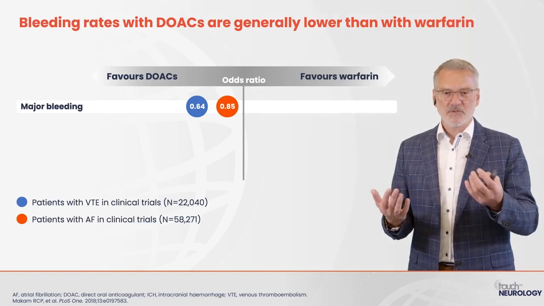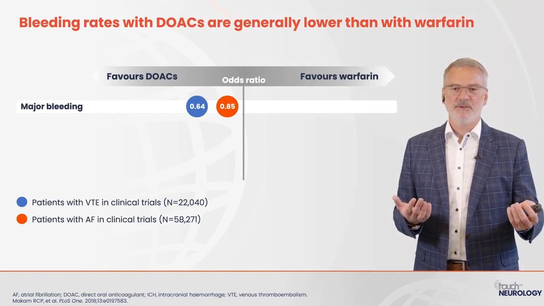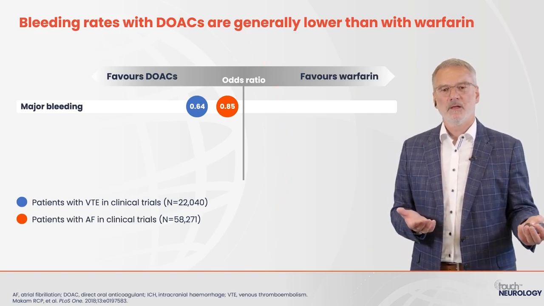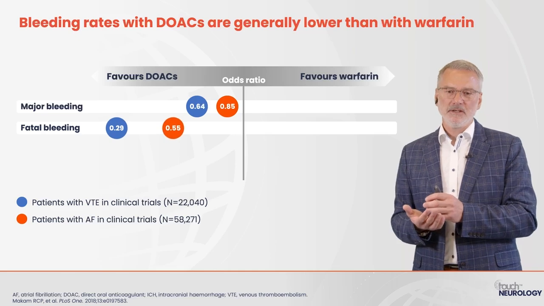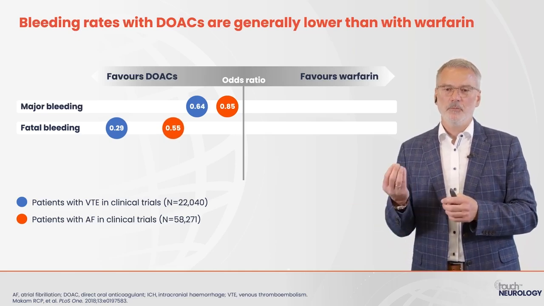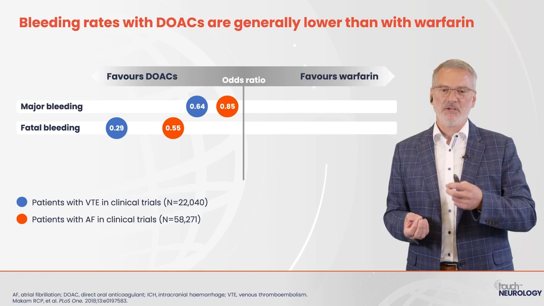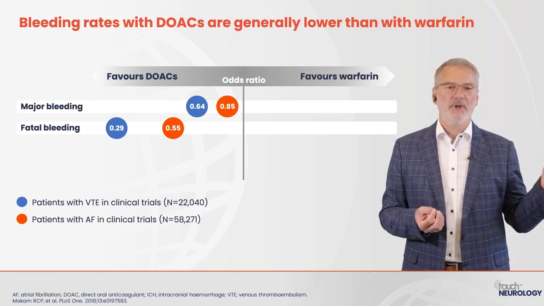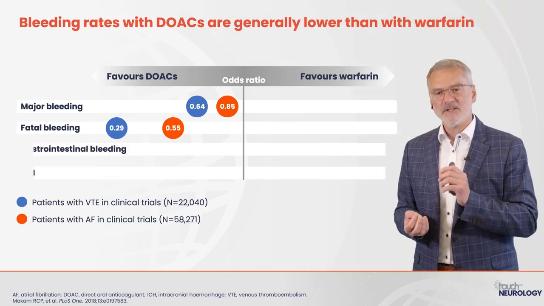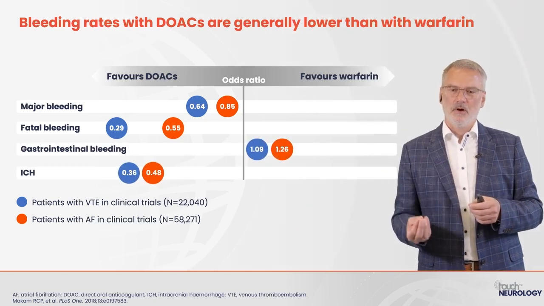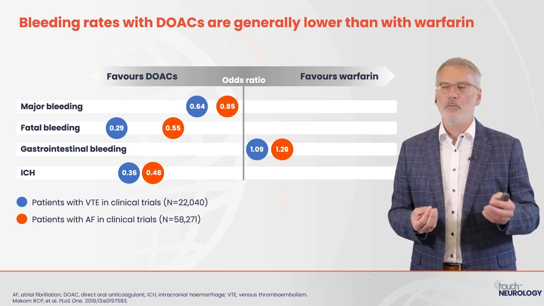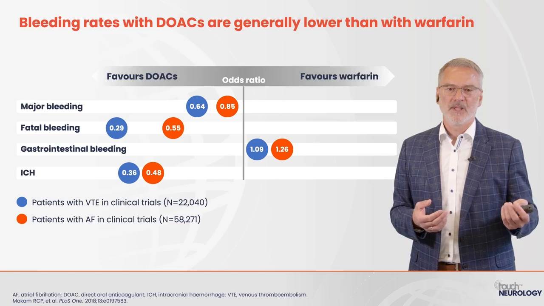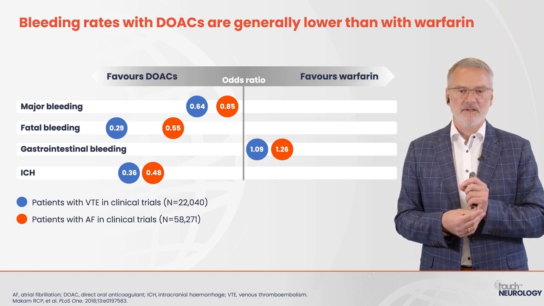We've seen in these same trials in atrial fibrillation and VTE treatment a reduction in major bleeding in DOAC-treated patients compared to warfarin. A relevant reduction in fatal bleeding, with odds ratios of 0.3 in the VTE population and 0.55 in the atrial fibrillation population compared to warfarin. And a significant reduction in intracranial hemorrhage, with odds ratios of 0.36 and 0.48 for VTE and SPAF populations, again compared to warfarin. And there's only one bleeding signal that sticks out.